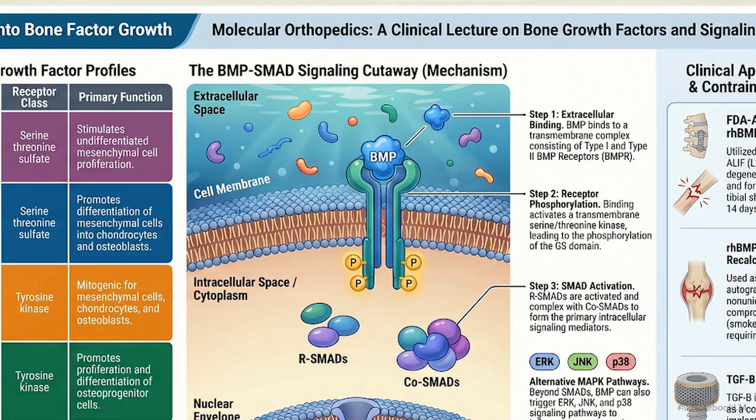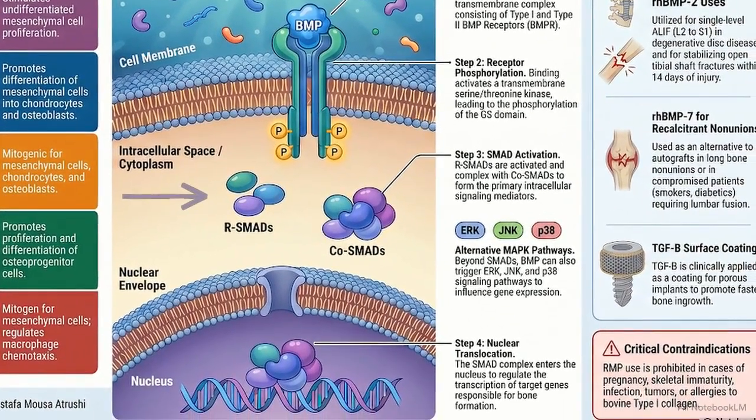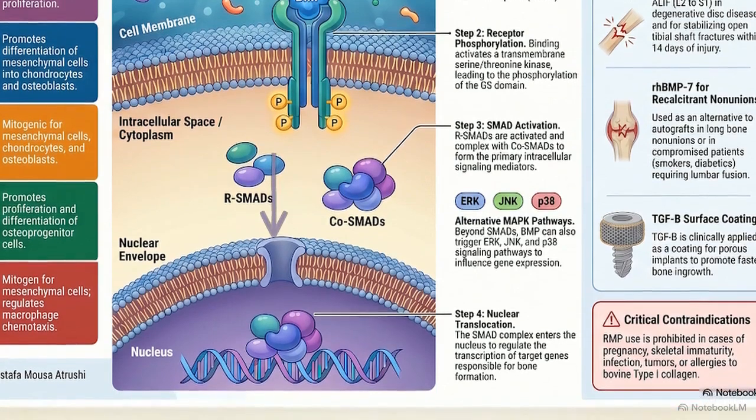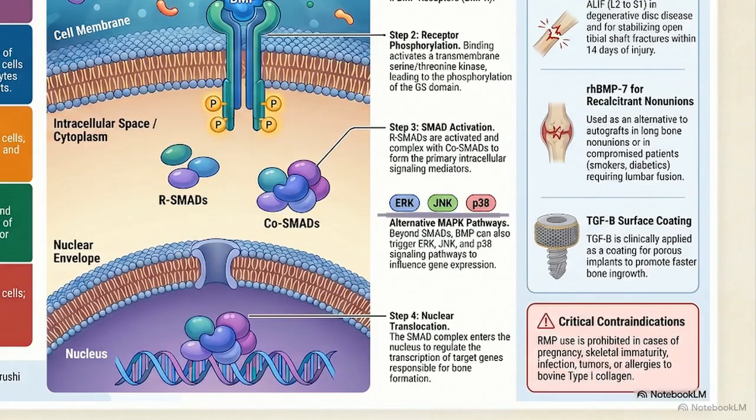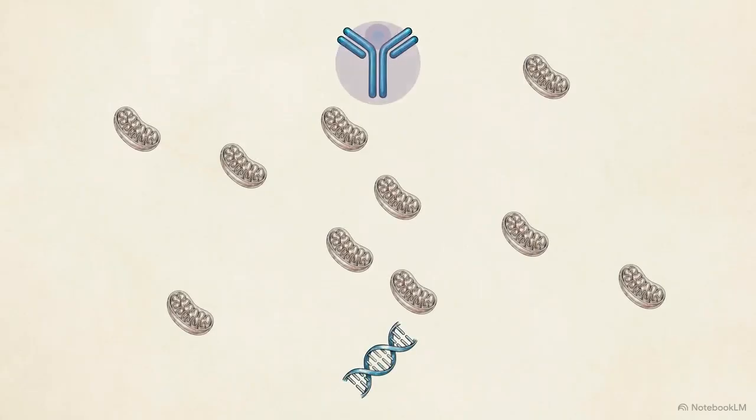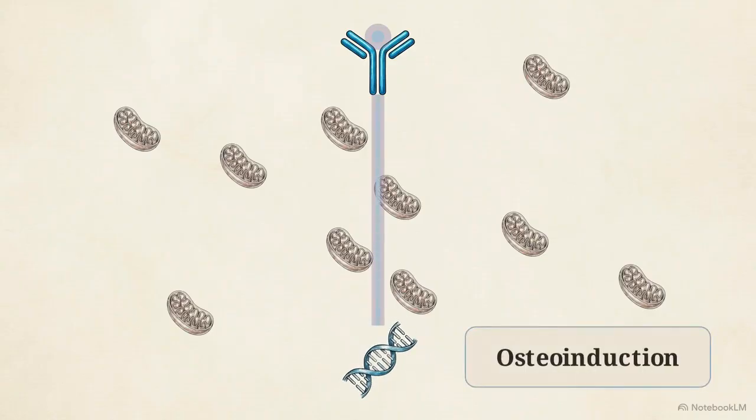This triggers the activation of primary intracellular mediators called SMADs. Specifically, our R-SMADs are phosphorylated to form a complex with co-SMADs. This SMAD complex then translocates through the nuclear envelope to enter the nucleus, where it directly transcribes the target genes responsible for bone formation. Beyond this primary axis, BMP signaling can also trigger alternative MAPK pathways, such as ERK, JNK, and P38, to further influence gene expression. This direct, uninterrupted pipeline from the membrane receptor to the DNA is what gives BMP its potent, unavoidable osteoinductive power.